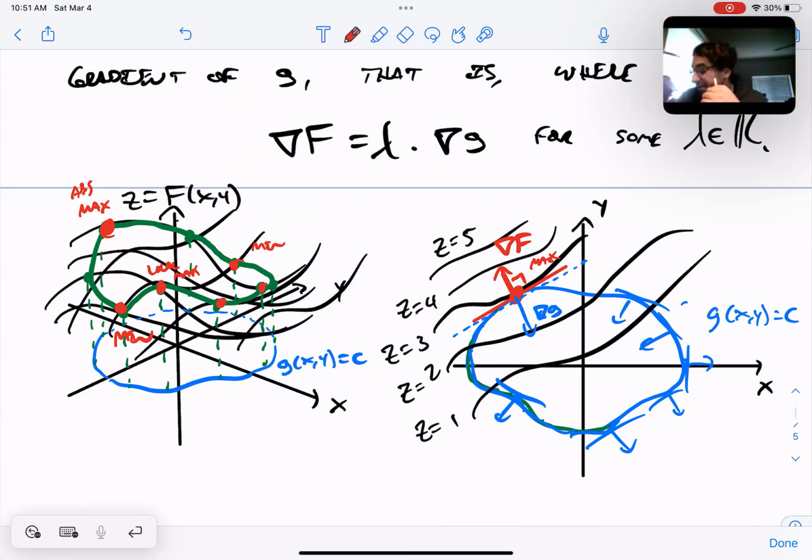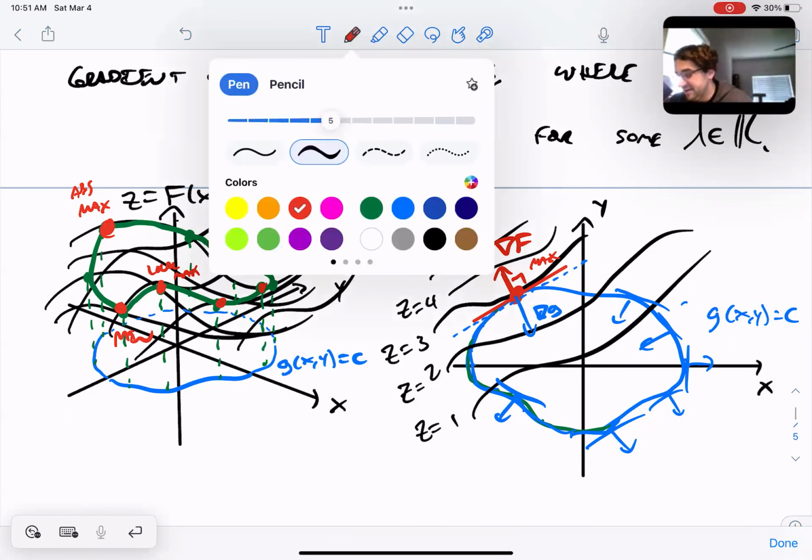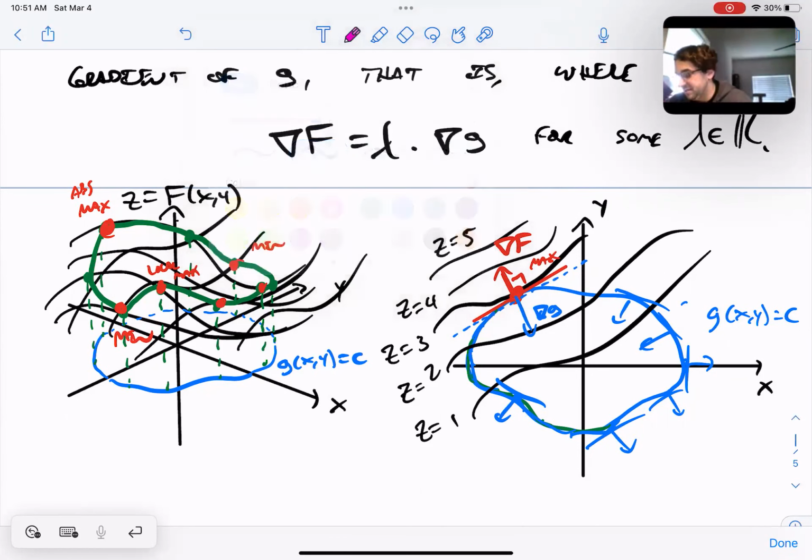Okay, so then what happens? Imagine you're walking, so I'll draw a little pink point here. Imagine we're walking here along this path G, right? Here I started at Z equals, say, Z equals one. That's the elevation I started at. Then I hiked uphill, uphill, uphill to Z equals two.